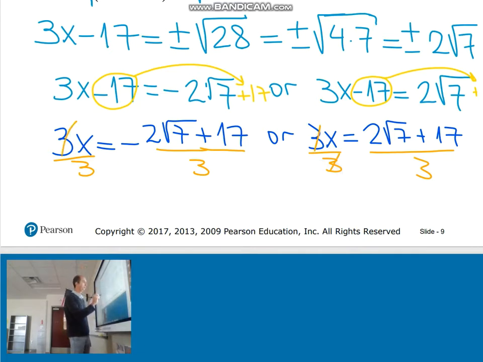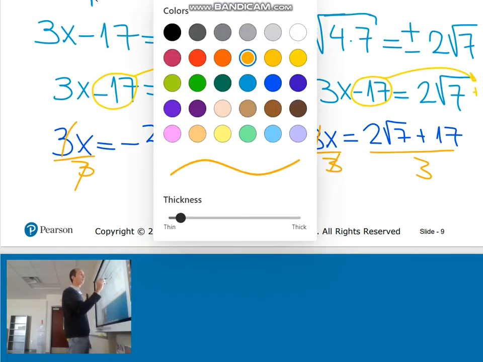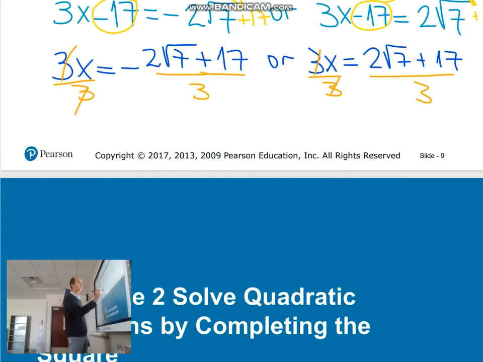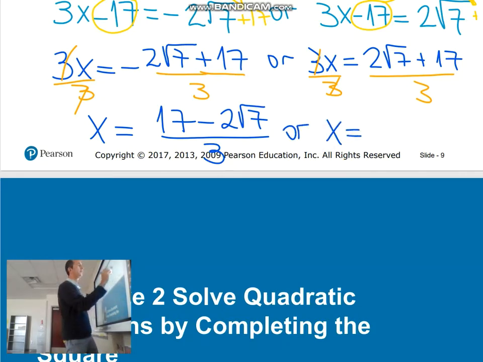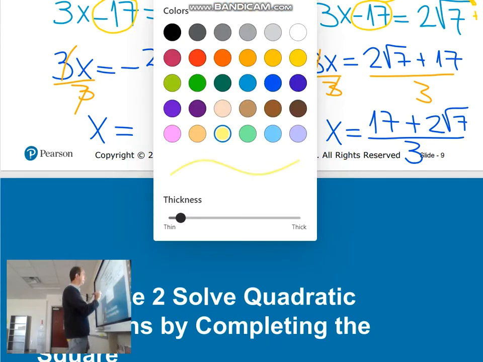Right? Because you simplify, then you're going to find the value for x. So x equals what? We can write 17 minus 2 square root of 7 over 3 on one side, or x equals 17 plus 2 square root of 7 over 3. Those are the answers.